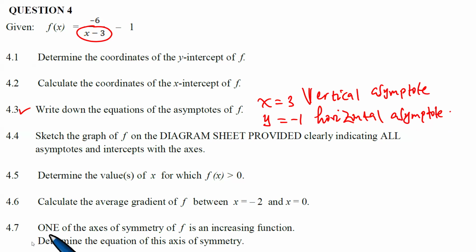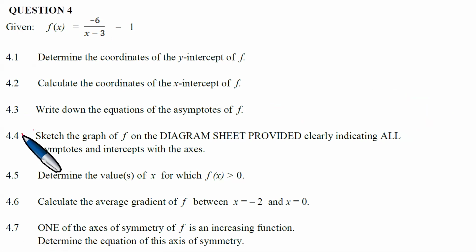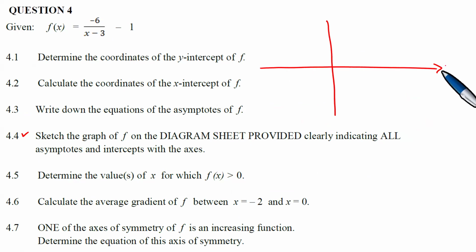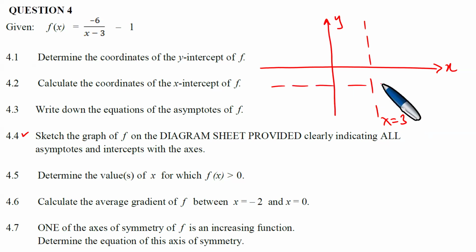All right, so in 4.4, sketch the graph of f on the diagram provided, clearly indicating all asymptotes and intercepts with the axes. Let us draw a rough sketch here. This is the x-axis and that becomes the y-axis. x equals 3 is the vertical asymptote. And y equals minus 1 remains the horizontal asymptote.